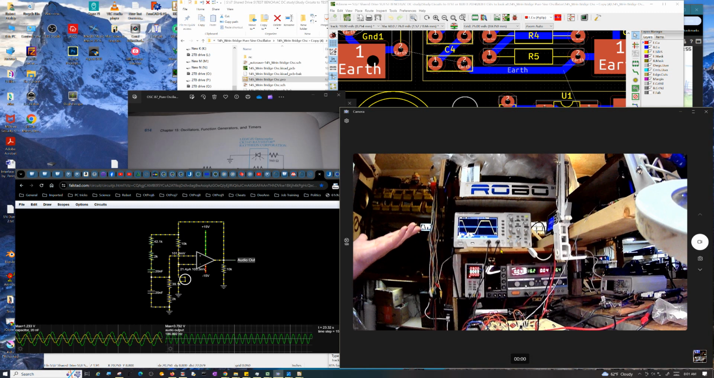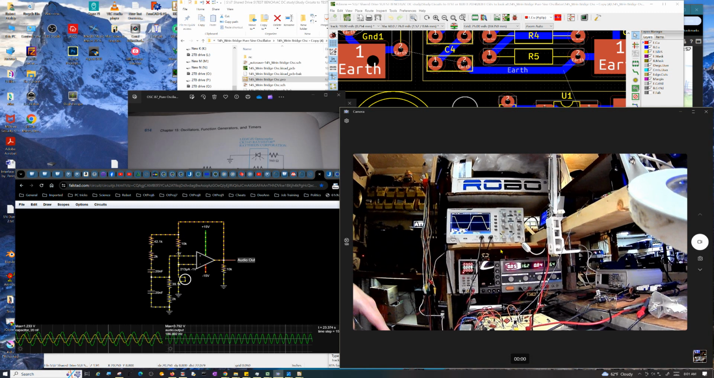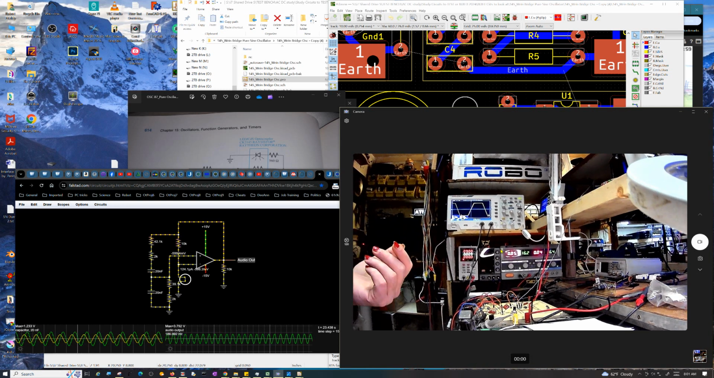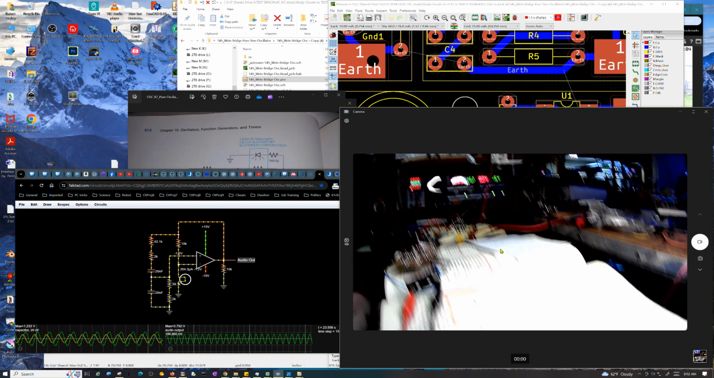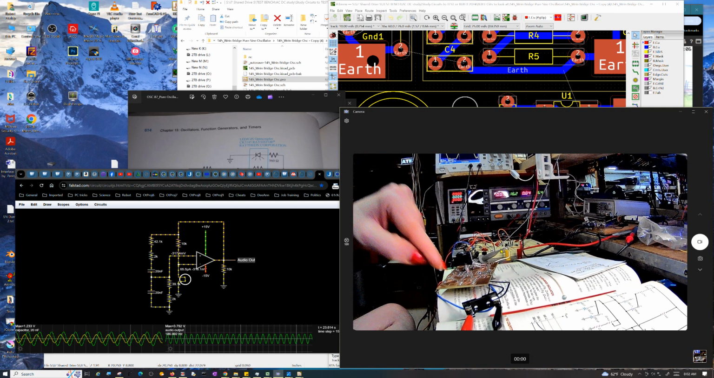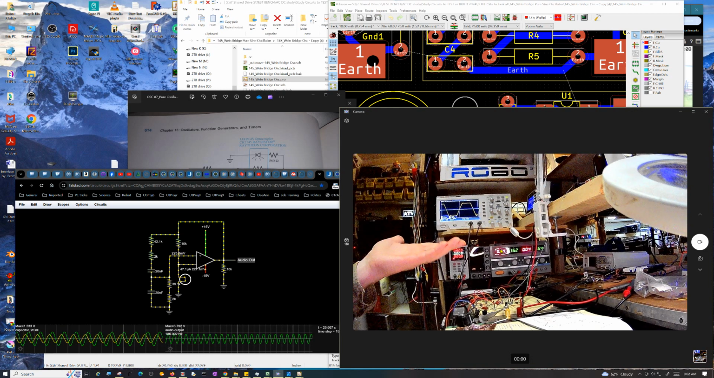Anyway, I was planning on just throwing this in my junk box, but I thought I'd make a video of it, because it's actually interesting that you can get this thing to oscillate without a light bulb in it.